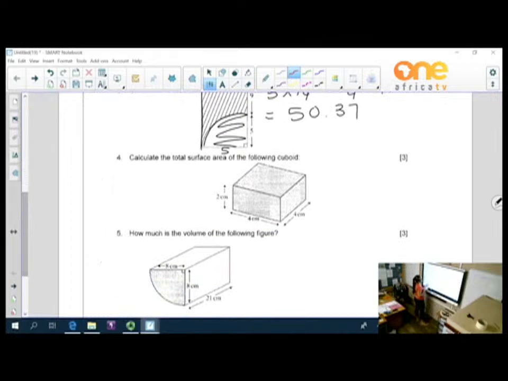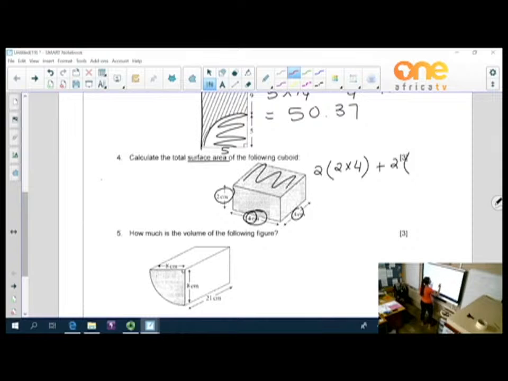Number 4, calculate the total surface area of the following cuboid. So the total surface area, we will have 2 sides of each. So we will multiply each one with 2. 2, and we will get the first one, 2 times 4. Plus, we will have 2 sides of 4 and 4. This is this larger part.